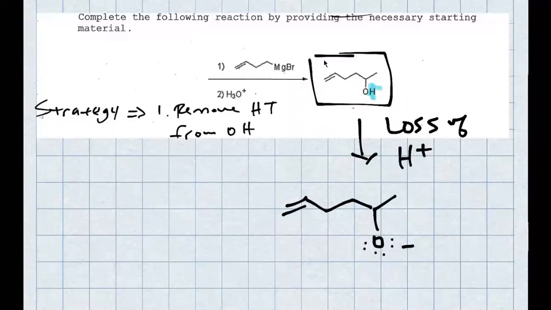And if you can't fathom just plucking off a proton, you can always think about using a base. Just put a base over the arrow, and then that way you'll know that you're doing a proton transfer.